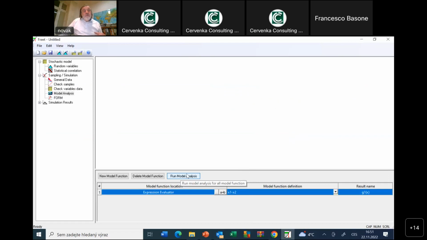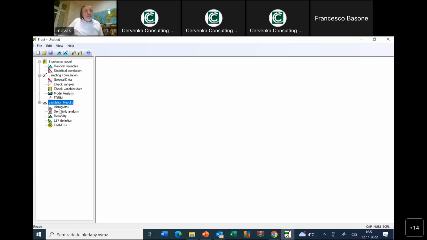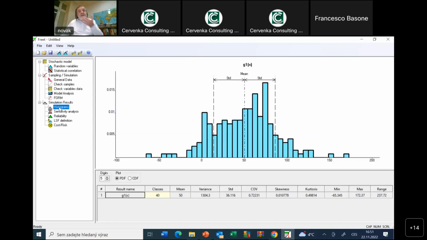And now 200 random realizations were actually done, and clicking on simulation results and histogram, I can see immediately the histogram of these values, right? And the mean value in this simple case is 50. Standard deviation is about 36. There are coefficient of variation, skewness, kurtosis, minimum, maximum, etc.